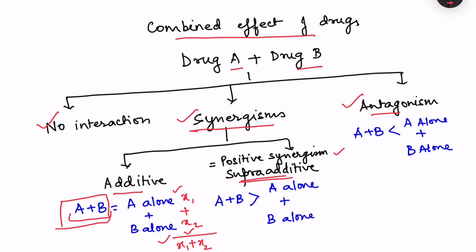On the other hand, in supraadditive, what we see is that when these two drugs are given together, the effect is more. So this effect will be x3 and it will be more than x1 plus x2. Okay, so that is supraadditive. Then there is antagonism. In antagonism, what we see is that the effect of these drugs is lesser. So x3 is lesser than x1 plus x2. That means one drug is opposing the action of the other drug. Okay. So these are the various types of interactions.